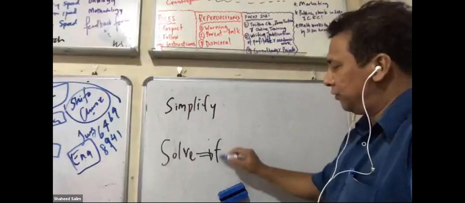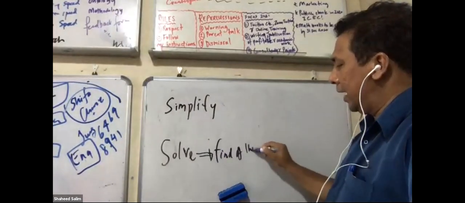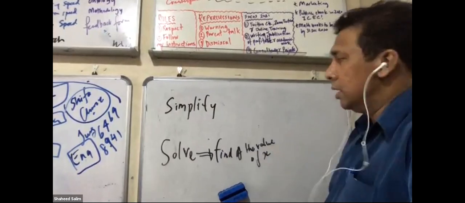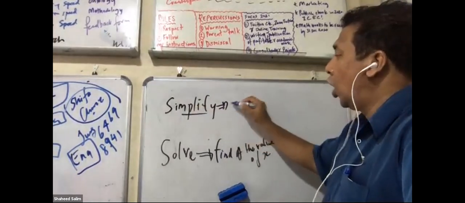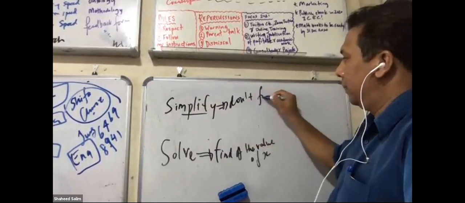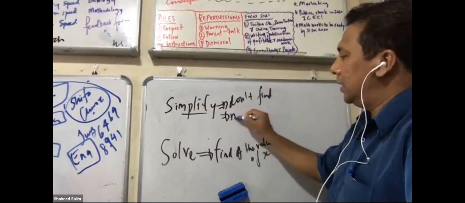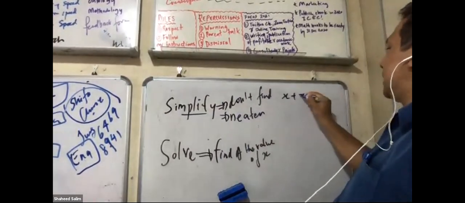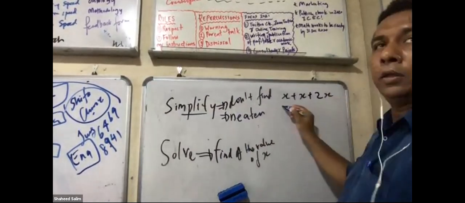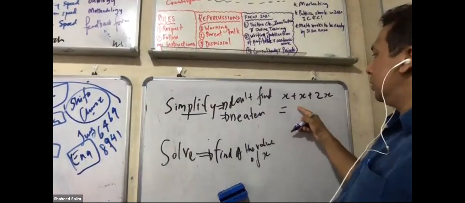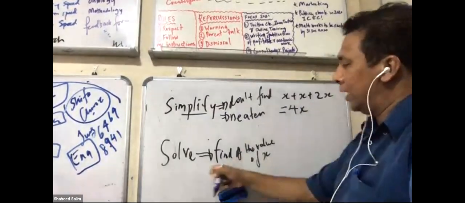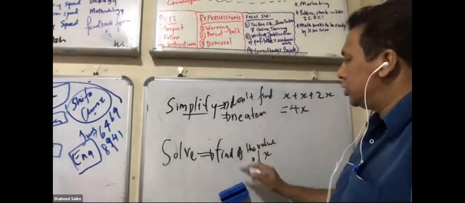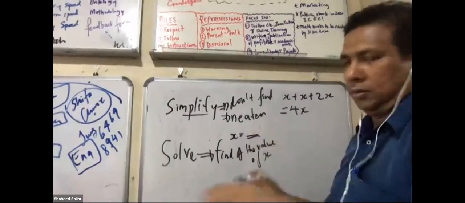Okay, this means find the value of the unknown, let's say of x. Simplify means don't find it. Then what do you do? Neaten it, make it neat. Example, you have x plus 2x. What's the answer? 3x, but you did not find the value of x. You did not solve it. So when you solve, you might get x equals to something.